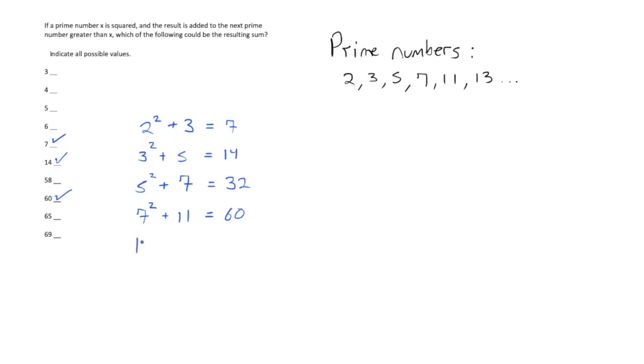Next we have 13. 13 squared plus the next prime number, which I didn't write down, but you can convince yourself is 17. 13 squared is 169, and 169 plus 17 is 186. At this point we realize that none of the other two answers are going to work because they're much too small. And we don't need to check any more because we've exhausted all our possibilities. The answers are 7, 14, and 60.